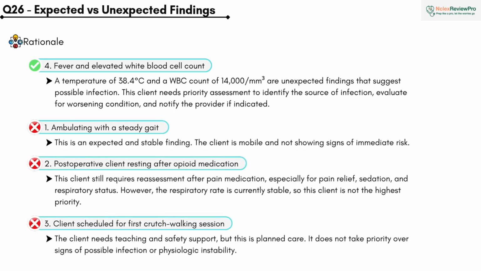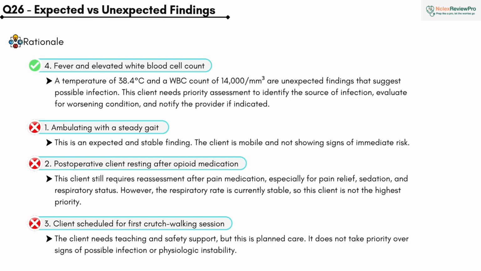Option 1, the client ambulating in the hallway with a steady gait after breakfast, is not the priority. This is an expected and stable finding. The client is mobile, steady, and not showing signs of immediate risk. Option 2, the post-operative client resting after opioid pain medication with a respiratory rate of 16 per minute is also not the first priority. This client still needs reassessment after pain medication, especially for pain relief, sedation, and respiratory status. But the respiratory rate is currently stable, so this client is not the highest priority.